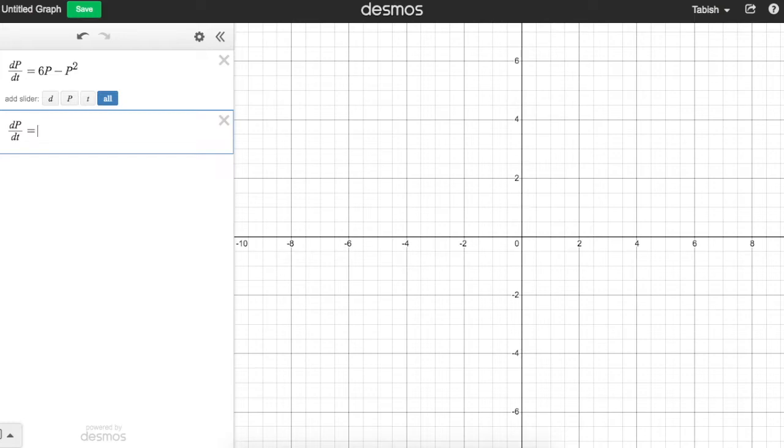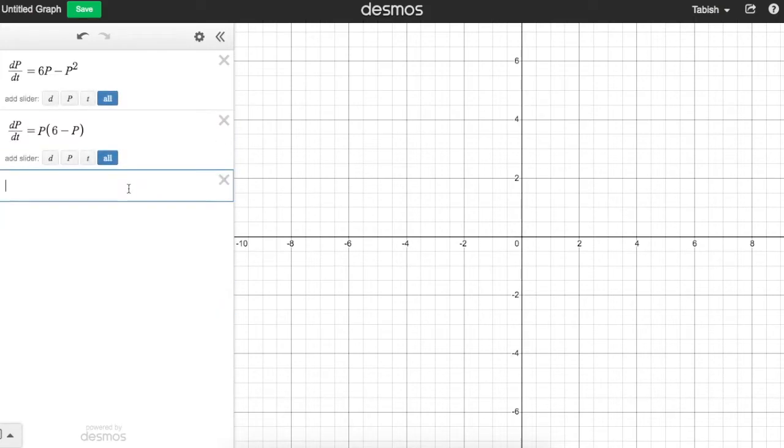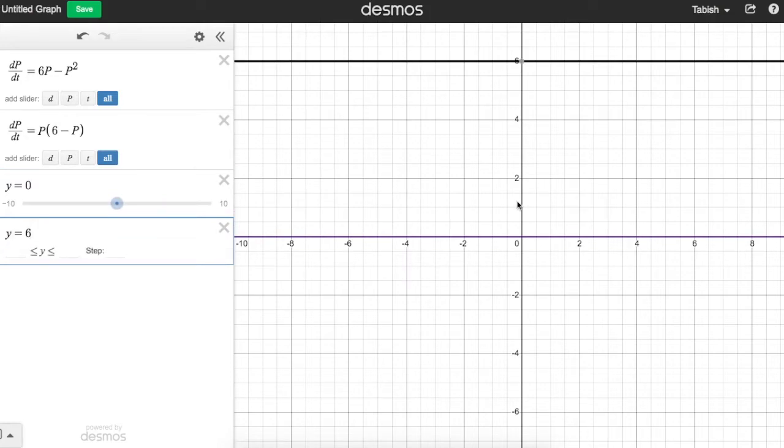And how do we do that? Well, what you guys are thinking is probably right, because you're probably thinking that we could just factor it out. And that's exactly right, because that would show us that our two equilibrium points would be p equals 0 and p equals 6. And with that, we know that those are the two levels that our equilibriums will be at. So they'd be at y equals 0 and y equals 6.